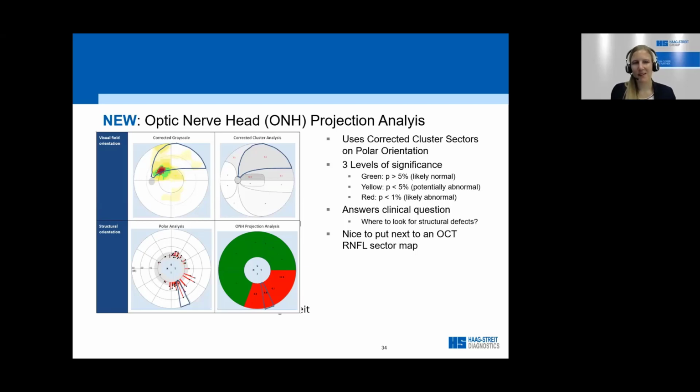Okay, so that's what the ONH projection analysis does. So green then means a normal sector, red means an abnormal one. And you see they're not all the same shapes because the cluster and the relationship is not all the same.